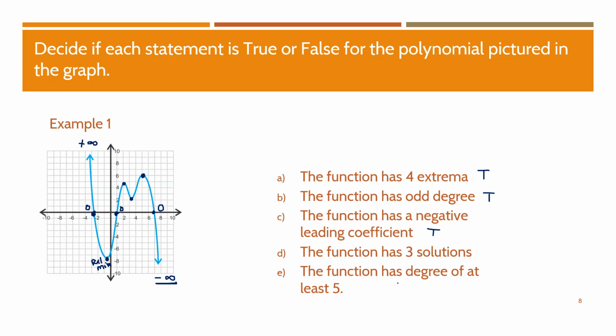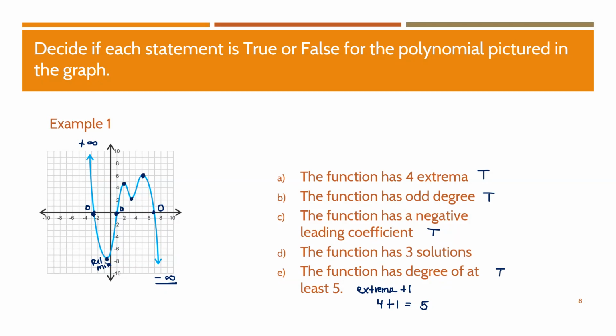It says the function has degree of at least 5. I know that the degree is the extrema plus 1. I look at my extrema, which is part A. So in this one, it'd be 4 plus 1, which equals 5. And I know that the degree needs to be at least 5 because there might be complex or imaginary solutions that I'm not seeing on the graph and that don't show up as extrema. So that's why there's the "at least" in there. And so this is definitely true.